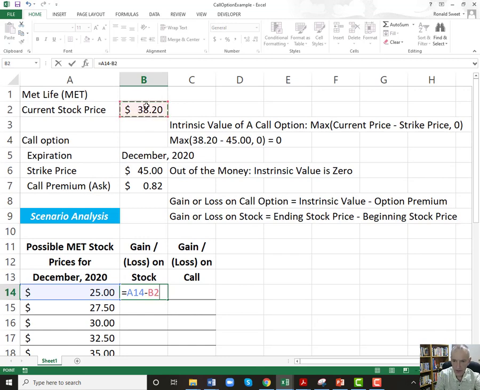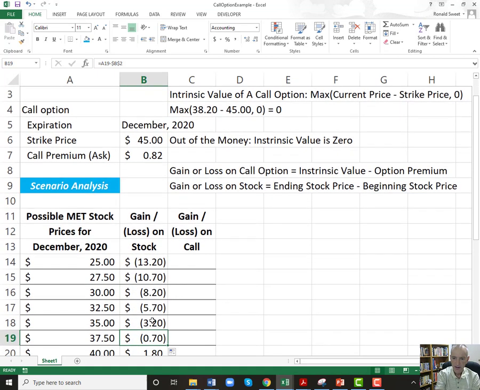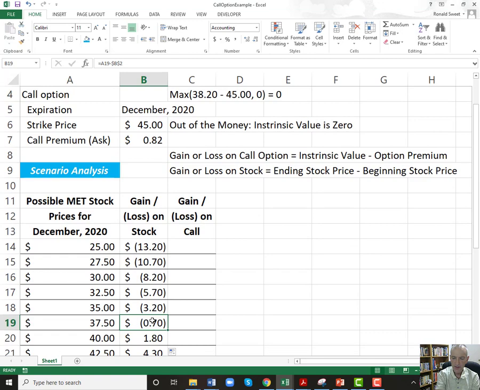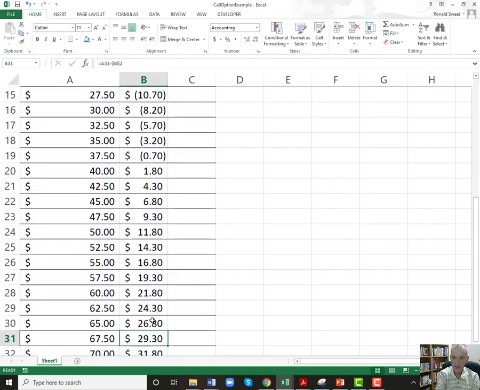You need to hit your function 4 key. You want those dollar signs, $B, $2. And pretty obvious, if we bought the stock for $38.20 and it's now worth $25, we lost $13.20. Now you can just copy that down and you'll see the loss you have. And then once you hit $40, if you go from $38.20 to $40, you would have made $1.80. And here's your gain all the way up to $70.